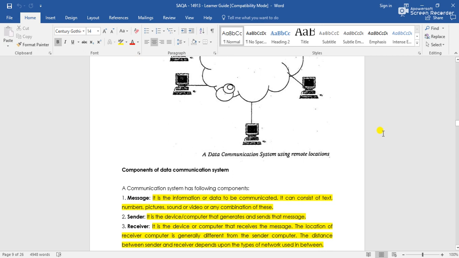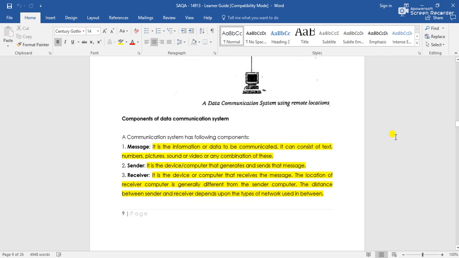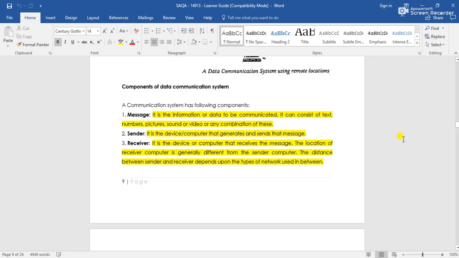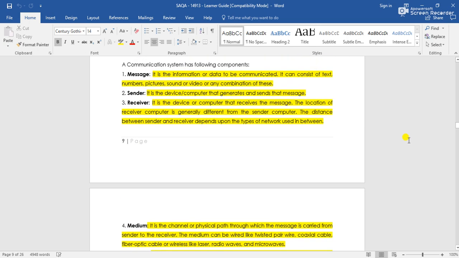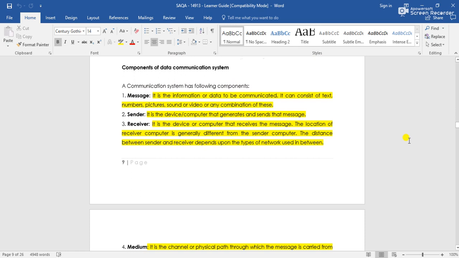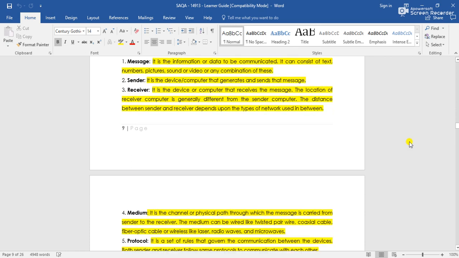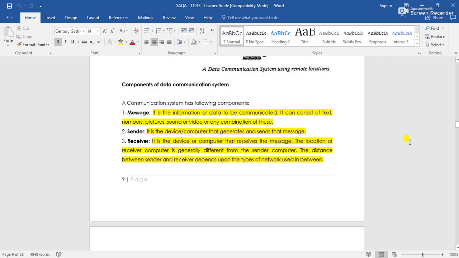Components of data communication systems. A communication system has the following components. We've got the message, sender, receiver, medium, and protocol. We've got five components. Now the message is the information or data to be communicated. It can consist of text, numbers, pictures, sound, video, or any combination of these.